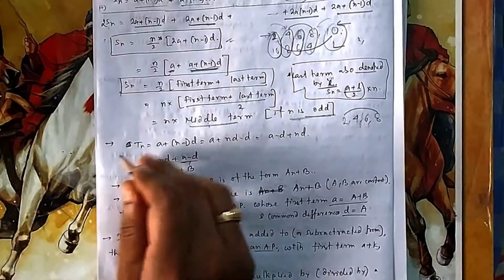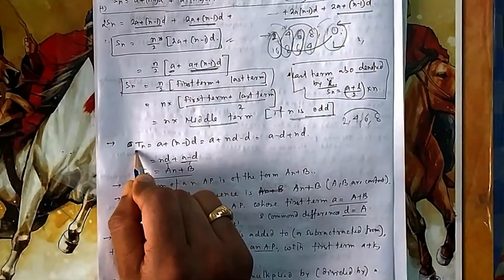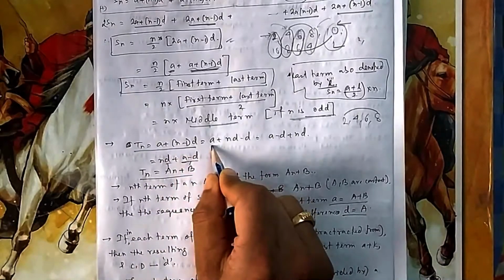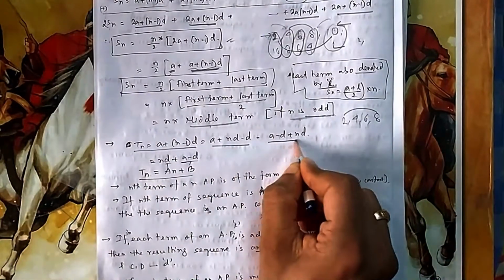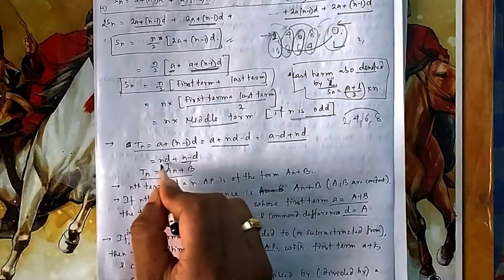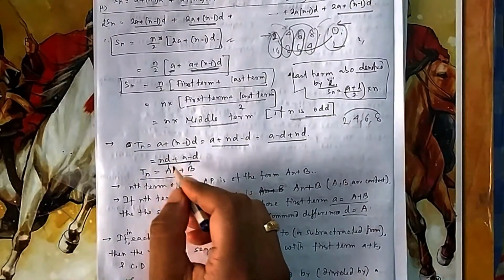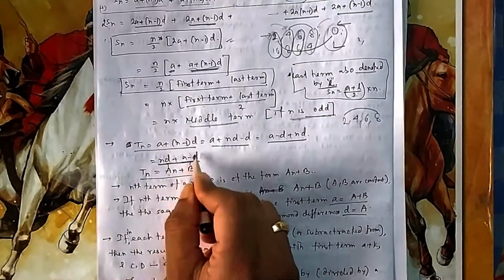Now some properties of AP, let us see. So what we have seen, Tn is equal to this. So if I open it, it will be of this fashion. Now this one I can write instead of D as capital A, and this is B.